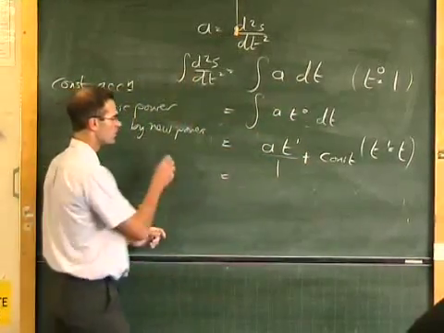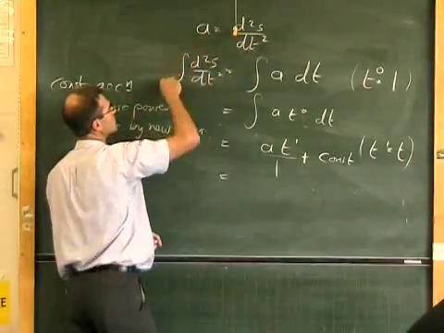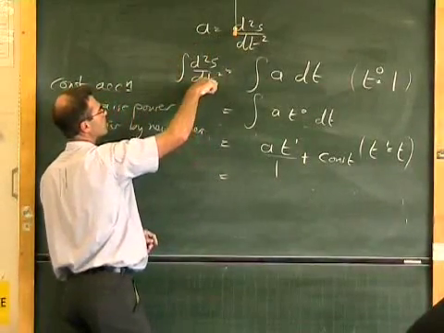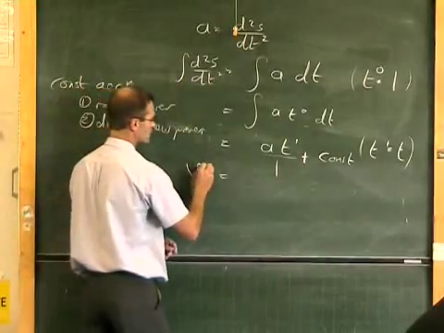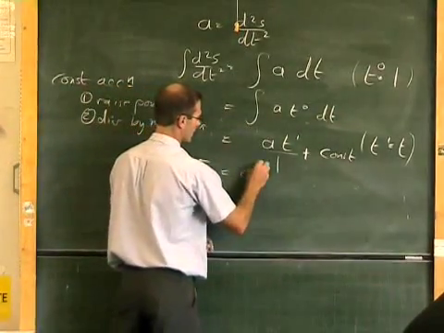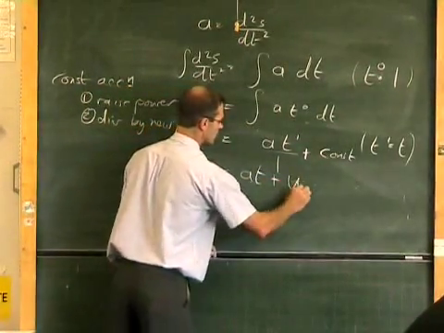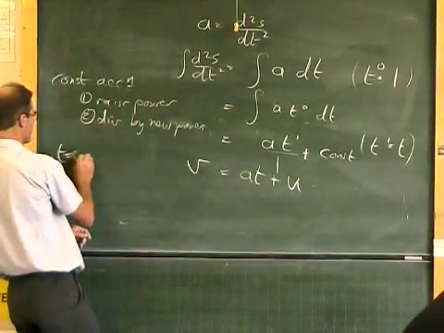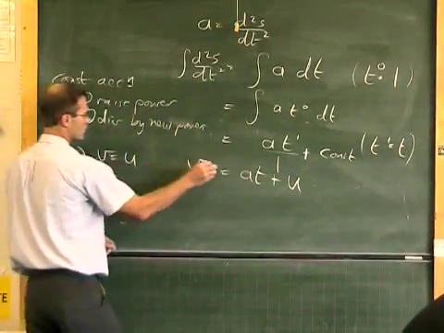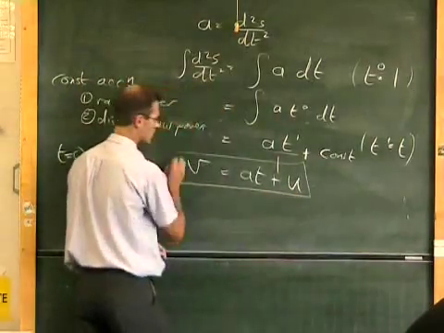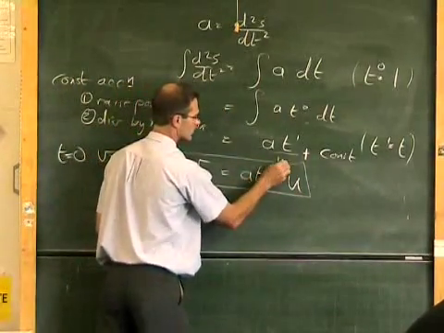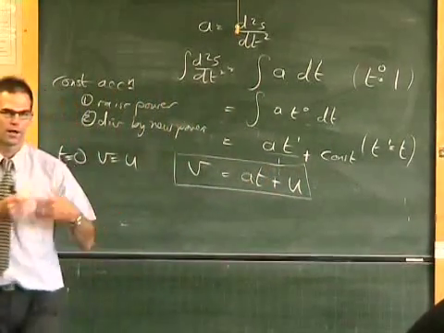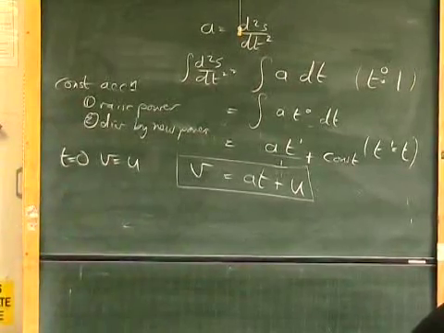That is, because we've integrated acceleration, that's now going to give us velocity. So v is equal to at plus a constant. Because at t equals 0, v is equal to u, we've got v equals u plus at. Okay, that I hope is a clearer description of it.